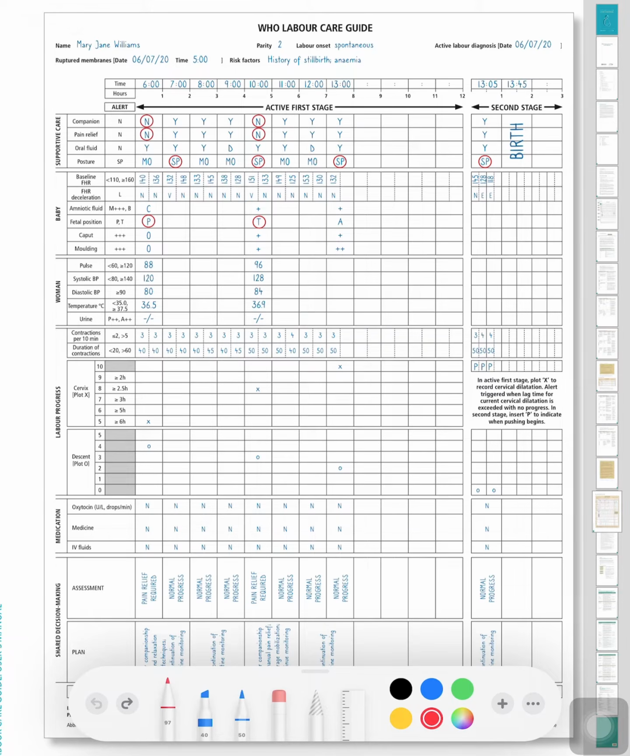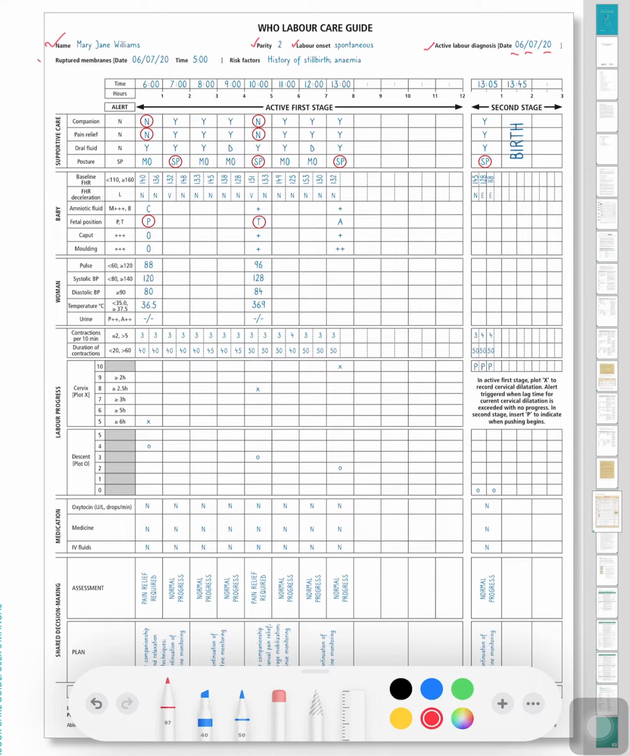The name of our patient in the example is Mary Jane Williams, and her parity is 2. So first the name, then the parity, and then the labor onset. Her labor onset is spontaneous. That means that she did not take any medications or any kind of drugs to start her contractions. They were spontaneous. And when was the active labor diagnosis? It was on 7th of June 2020. So the active labor diagnosis is when her labor started, her contractions started.